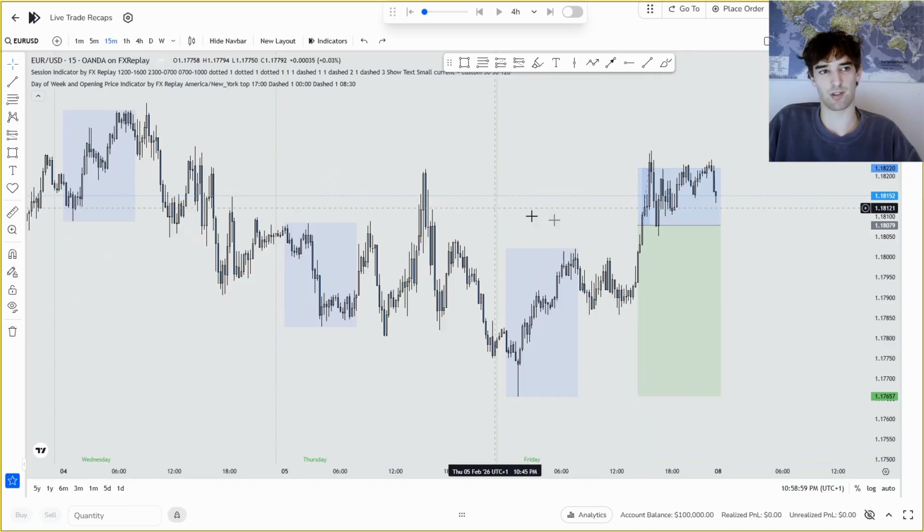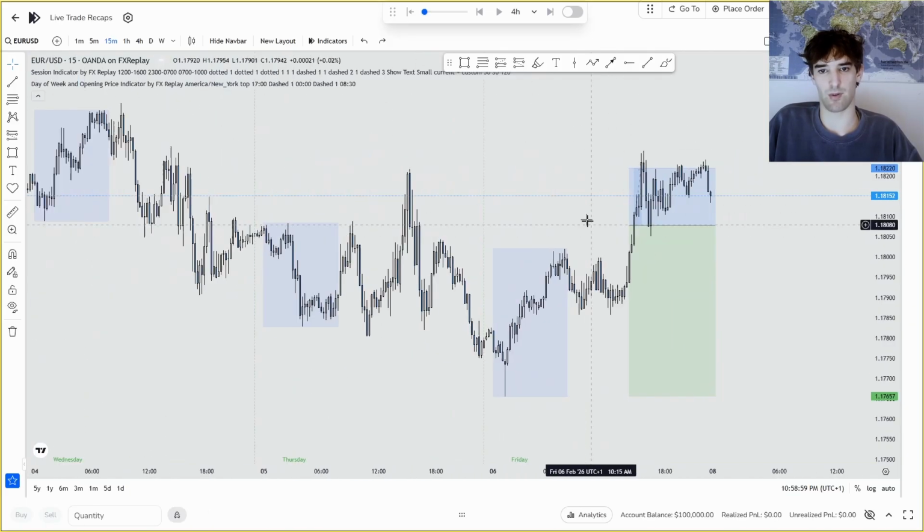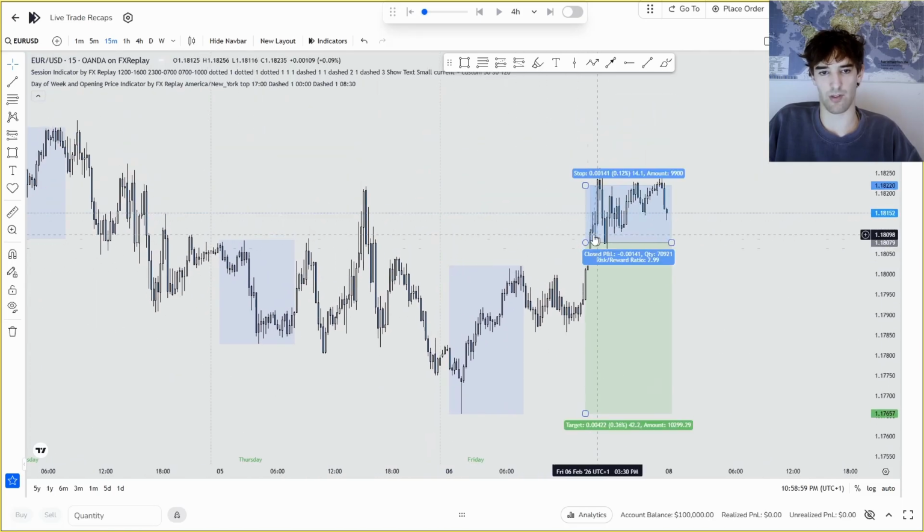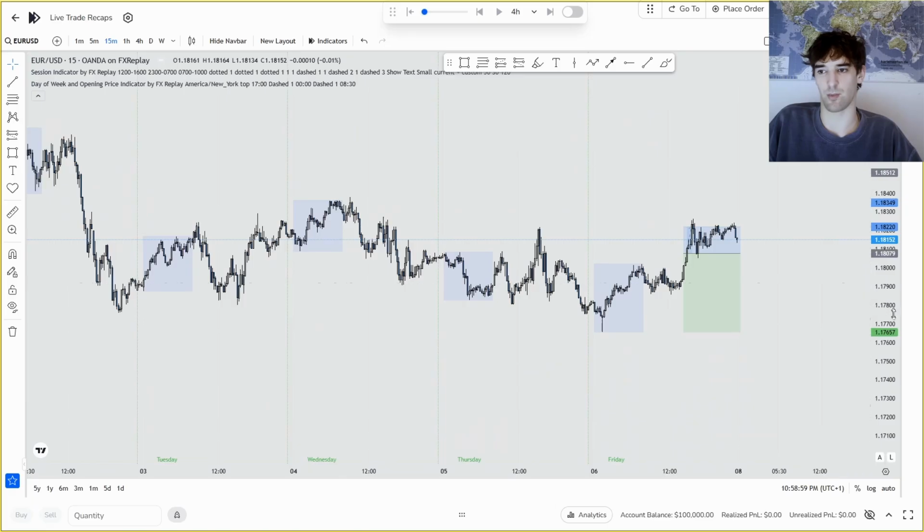This was another stop loss that I took on EU. Trend was bearish. We had this clean swing high. Target the opposite Asia. We got tagged in, but just hit our stop loss immediately.